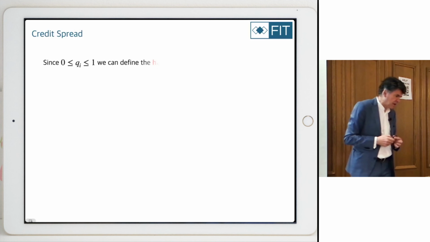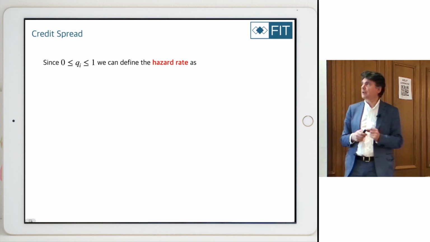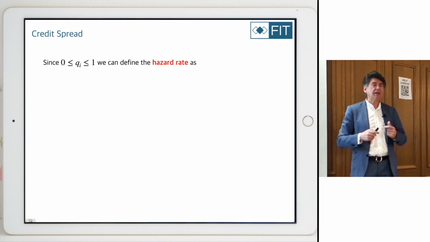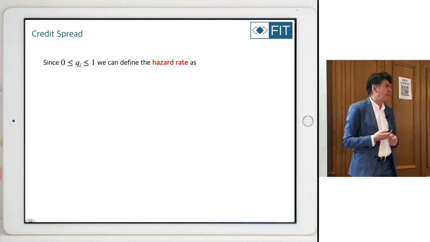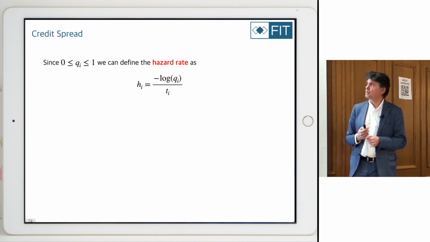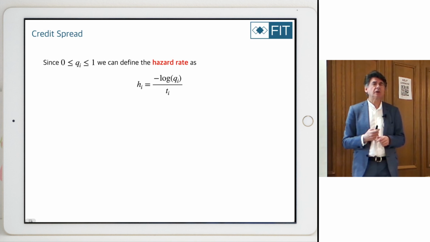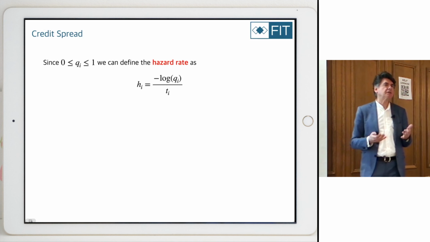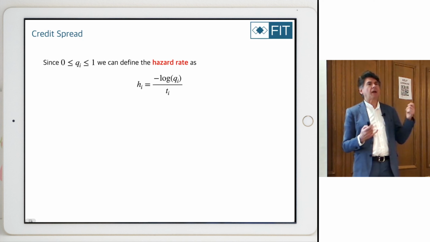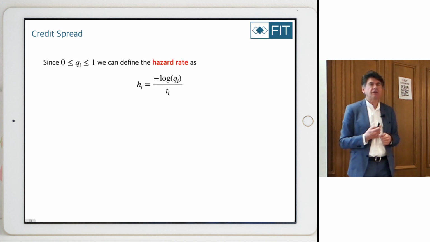I'm going to start my quantification of credit with the concept of the credit spread. And for that, I'm going to start with the hazard rate. The hazard rate is going to be that probability of solvency that I mentioned earlier. I take the logarithm of that probability of solvency. It's a number which is negative. I make it positive by adding a minus sign to it, and I divide by the time at which I'm calculating the solvency. That's my hazard rate.